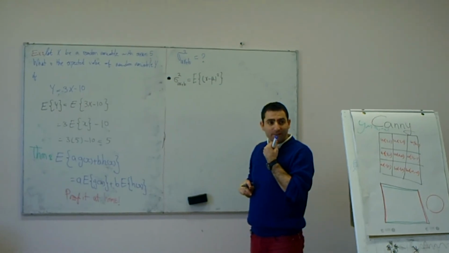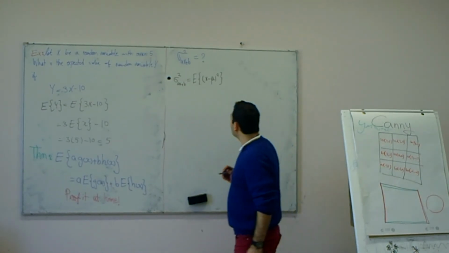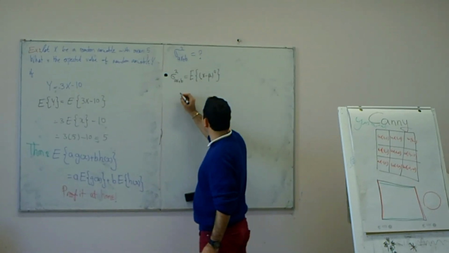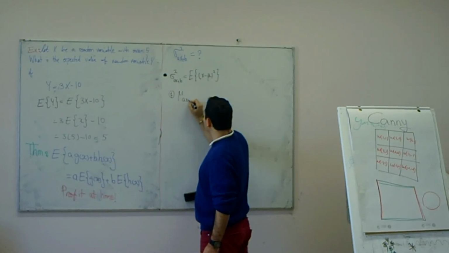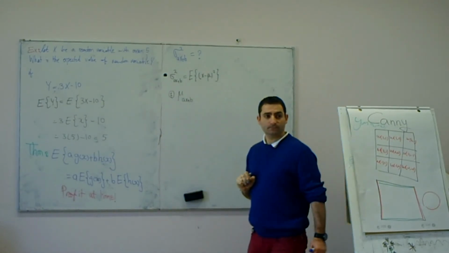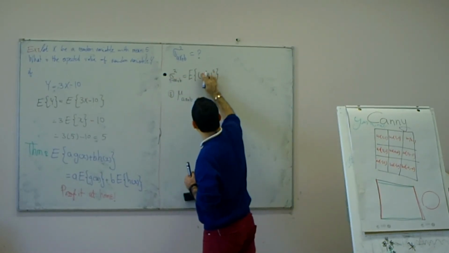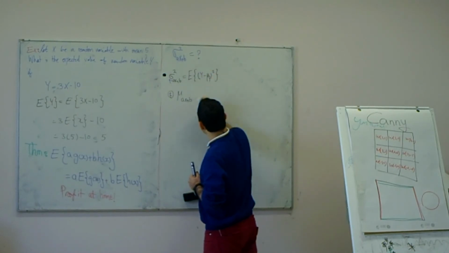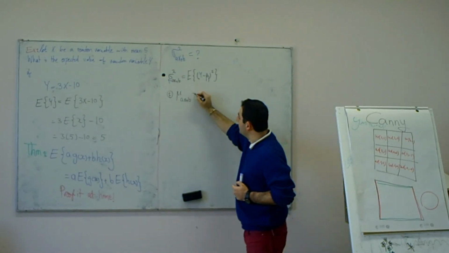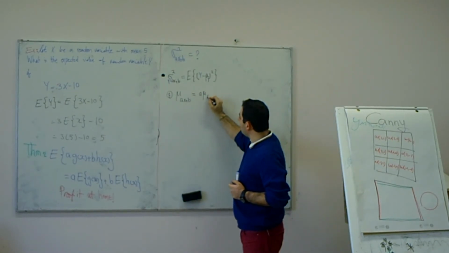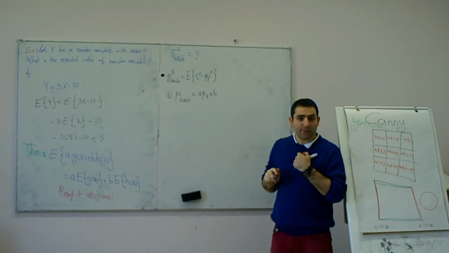So what we need to do is this. Step 1. What is mu of aX plus b? Well, let's call this one Y. What is mu of aX plus b? This is a mu of X plus b. Do we all agree? We just proved it in the theorem.